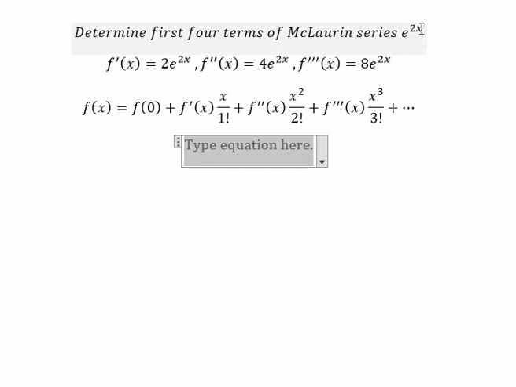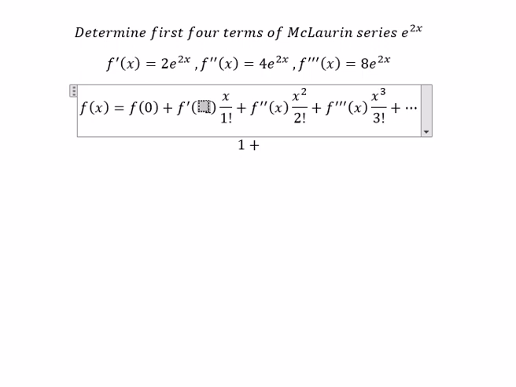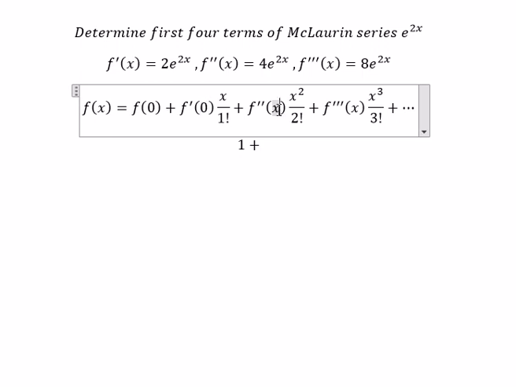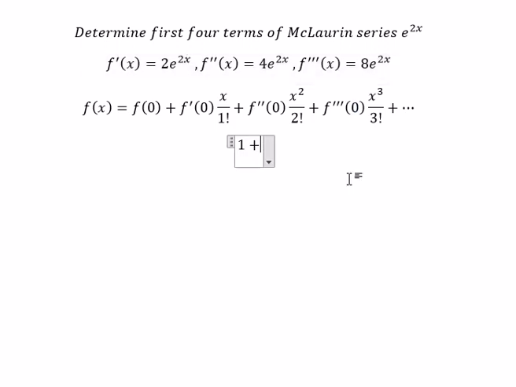For f of 0, we put number 0 in here, and you get 1. So in here we put 0 and 0. We put 0 in here, and you get 2x. We put 0 in here, and you get 4x squared over 2. 4 divided by 2, you get 2x squared.